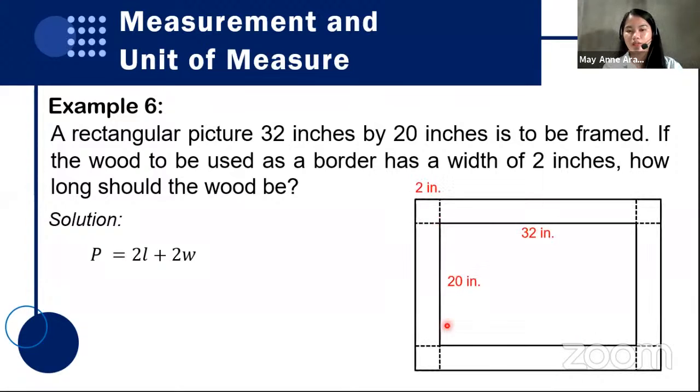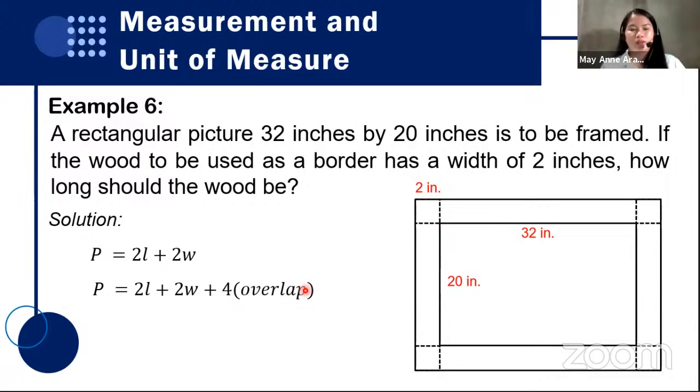So this is the picture with the 32 inches length and 20 inches width. Okay, and it is said that the border has a width of 2 inches. You have here 2 inches, 2 inches, 2 inches, and 2 inches. So itong kailangan natin, excuse me. So we need to add here 32 plus 2 inches, 2 inches. And for the width, you have 2 inches again, and another 2 inches here. We'll modify the formula. So instead of just 2 times length plus 2 times width, we need to add 4 overlaps, or 4 na 2 inches.